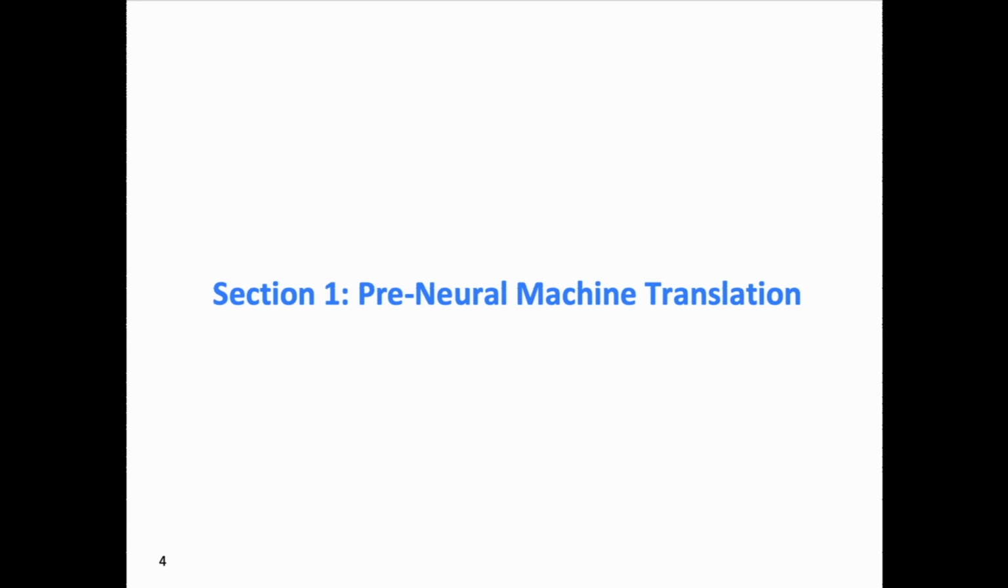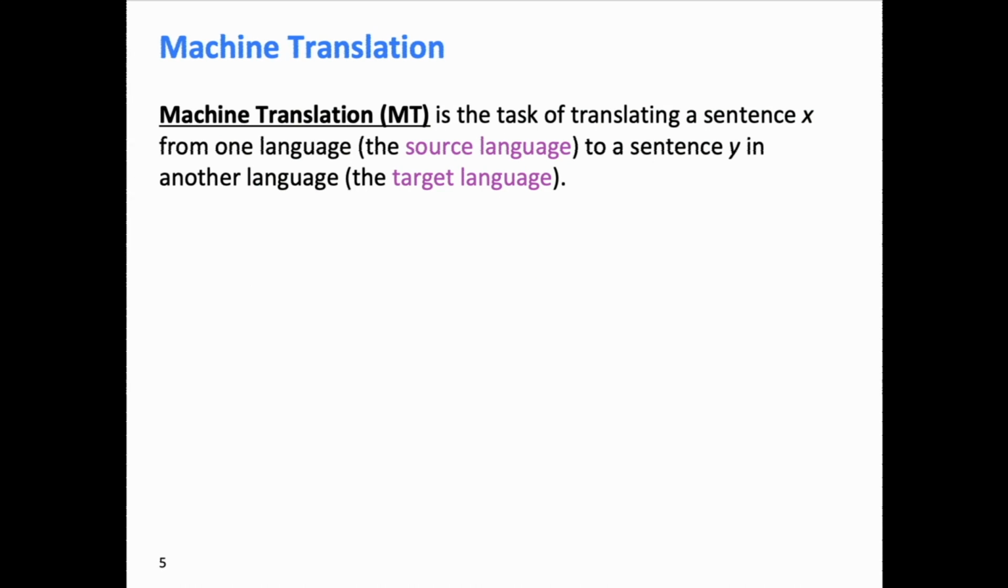OK, so section 1 of this is going to be about a bit of machine translation history, pre-neural machine translation. So machine translation, or MT, is the task of translating a sentence X, which we call the source language, whatever language you're translating from, into a sentence Y, which is in another language, which we call the target language.